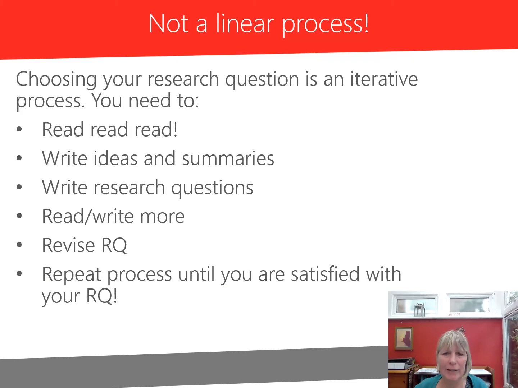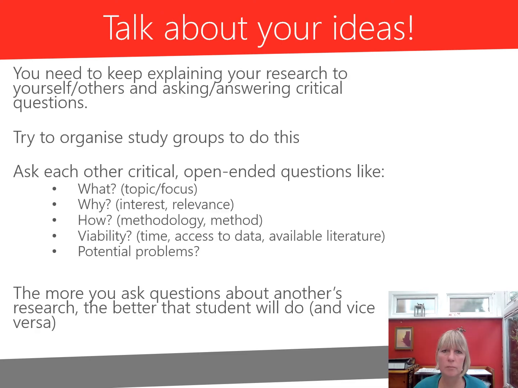Now, as I said earlier, that lovely diagram looks very neat and tidy and very linear, but this process of choosing a research question is not linear. It is an iterative process. So you need to read as much as you can, and don't just read, also write down your ideas, write down summaries of the text that you're reading, and write questions as you go along. No matter how stupid you think the questions are, write them down. Then read and write some more, revise the questions that you've written, and keep repeating that whole process until you're satisfied with your research question.